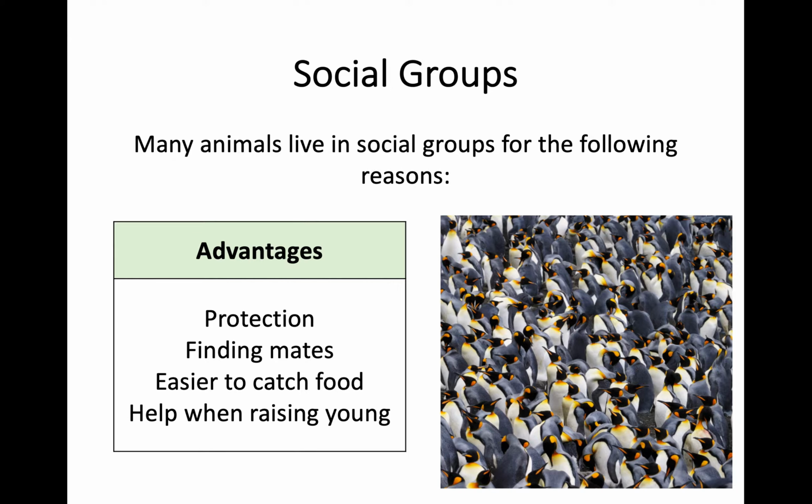One of the first major advantages that we'll discuss in the later part is protection. It's the whole idea of safety in numbers. It's better to be lots of you rather than just one of you out on your own. Also, in terms of animals, it's much easier to find mates. If you're all living in one group, there'll be members of the opposite sex in your own group. You don't need to go away hunting and looking for them. It can be easier to catch food if you all work together, and that's something else we're going to go into a little more detail with, but also help with raising young.